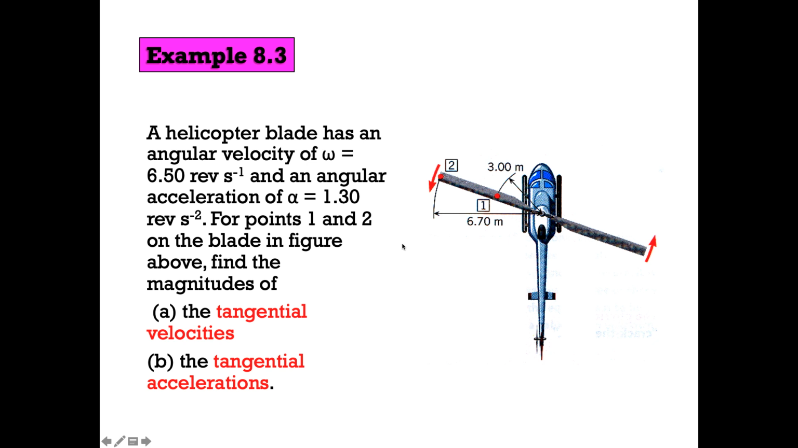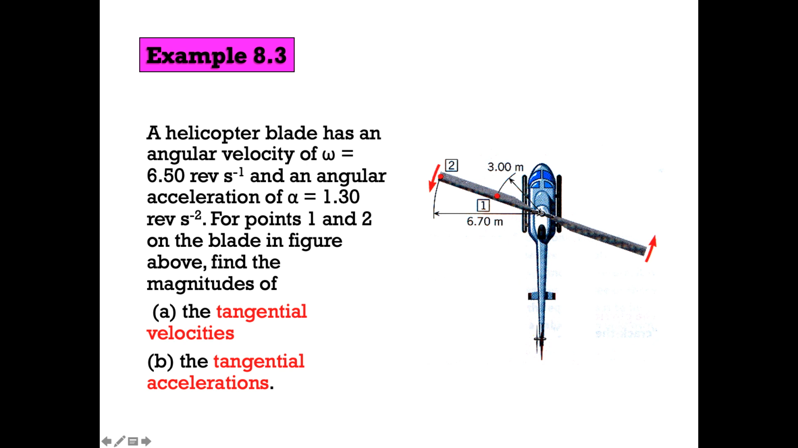per second squared. There are 2 points on the blade, point 1 and point 2. The question asks for the tangential velocity of these 2 points and the tangential acceleration of the 2 points as well.